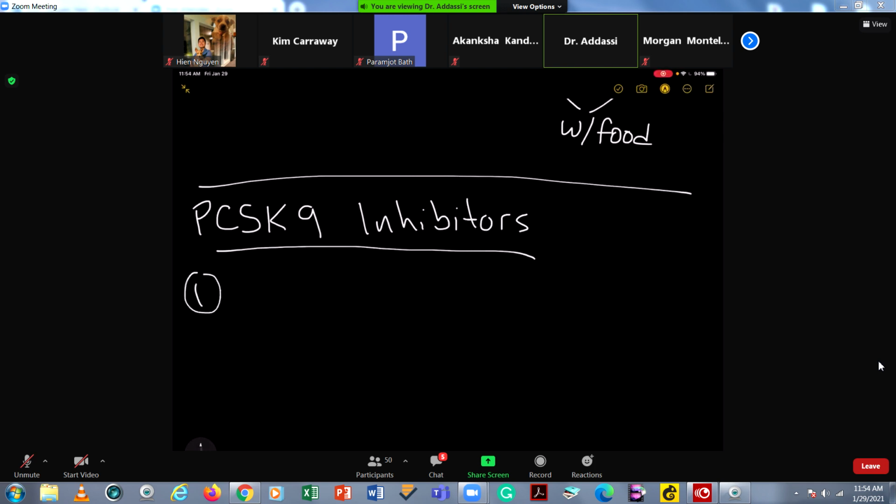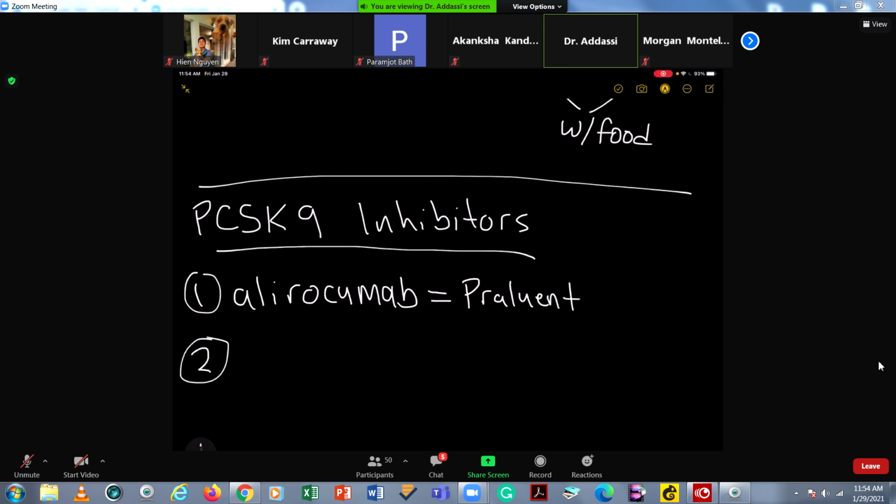So first one, alirocumab. Brand name is, now I can't read my own handwriting. Jeez, it's really awful. Praluent. Yep. Second one is evolocumab. What's the brand name for this one? Repatha.